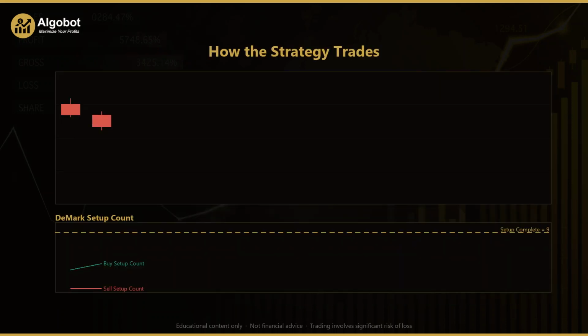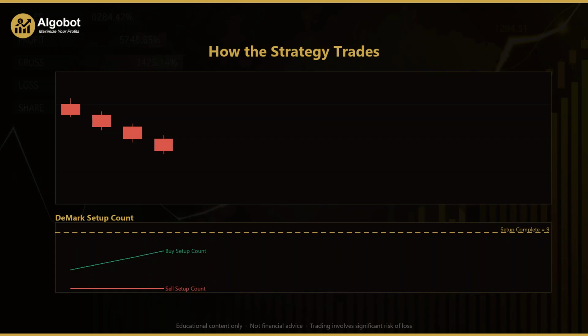Let's bring the whole idea to life on the chart. Up top you can see the candles, and in the lower panel we're plotting the strategy's real engine, the DeMark-style setup count. The green line is the buy count, the red line is the sell count, and the dashed gold level marks 9, the point where a setup completes. Watch the left side of the chart. Price is drifting steadily lower, one candle after another.